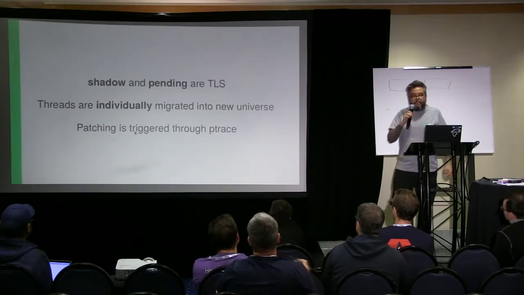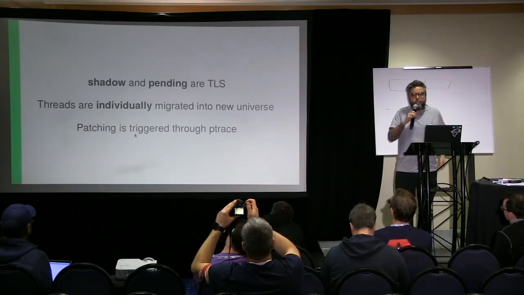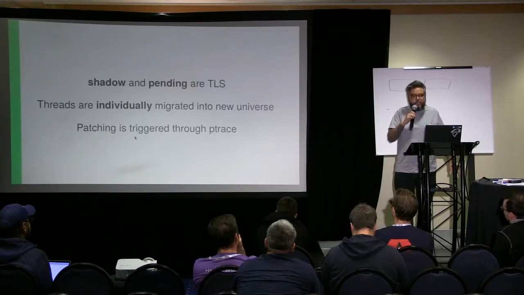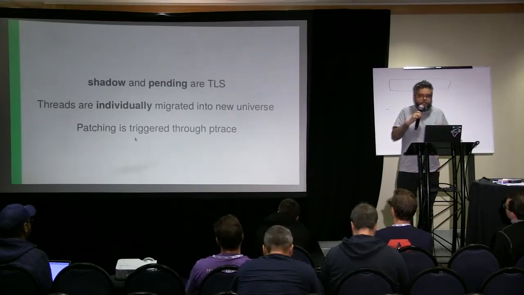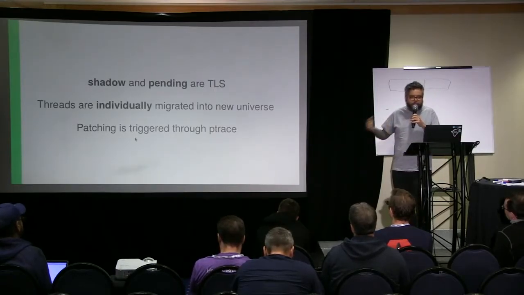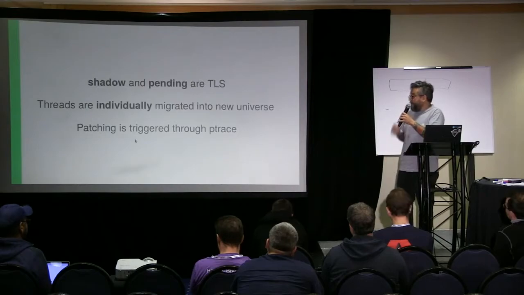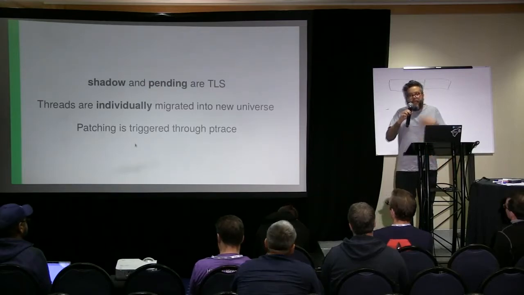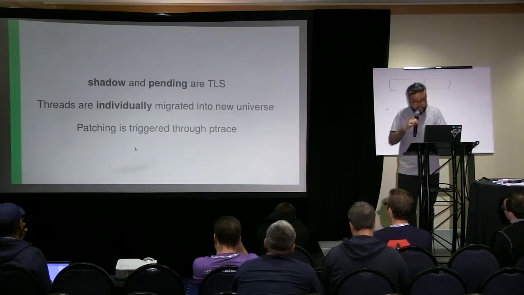Something important about this scheme is that the shadow variable and the pending variable are TLS. So we basically have threads being migrated individually. This is important because you might have many threads running, and you might not be able to find the moment where all the threads are outside the library simultaneously. So by doing something like that, you just migrate thread by thread, one by one. And of course, we use ptrace for triggering this patch. Basically, we attach to the process that we want to patch. We write whatever information we need in the right data structures, and then we just leave the process running and wait for it to patch itself whenever the libraries are being entered.